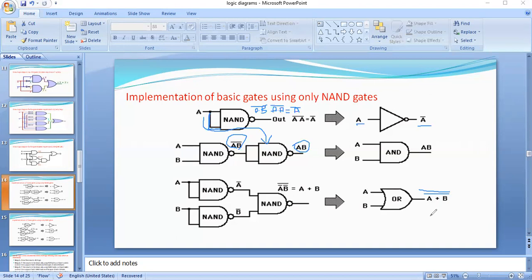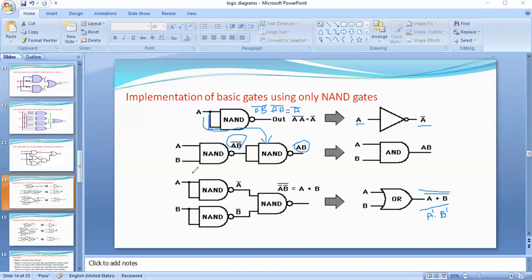See here, A plus B whole bar means A bar dot B bar. And we have another whole bar, so I'm keeping it as it is. So this function, A plus B double whole bar, is equal to A bar dot B bar whole bar. Both these functions are equal. From this expression, I'm going to realize this OR gate using NAND gates.